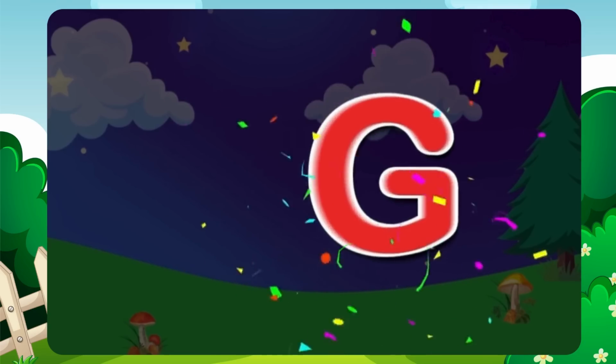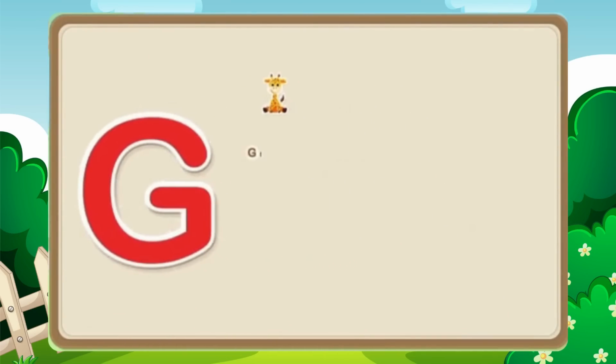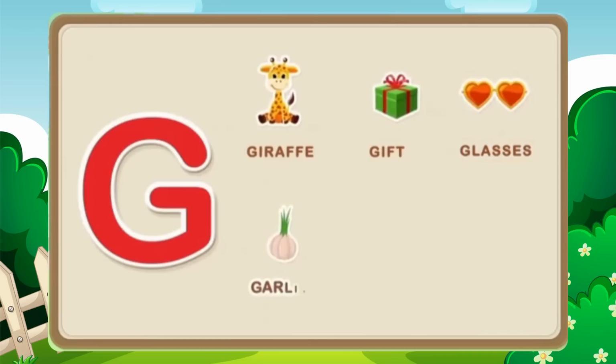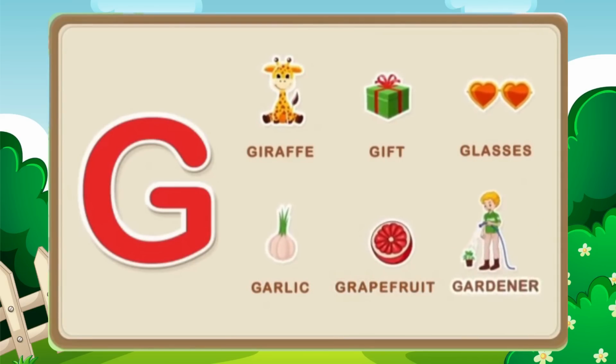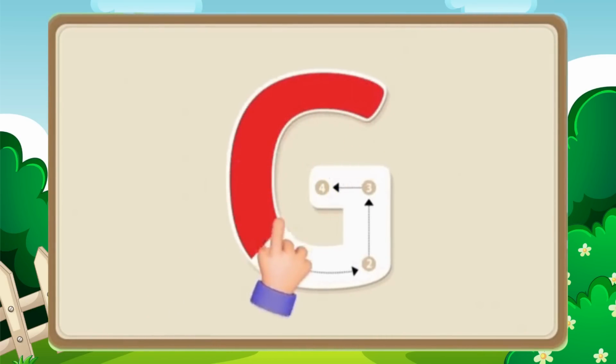Letter G. G is for giraffe, gift, glasses, garlic, grapefruit, gardener. Now, let's learn how to trace the letter.